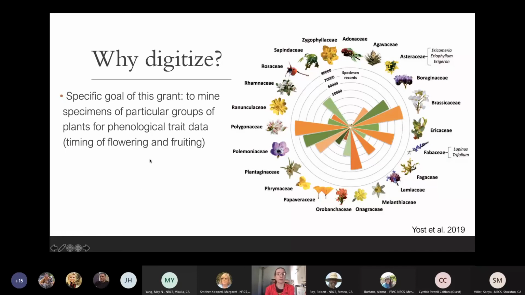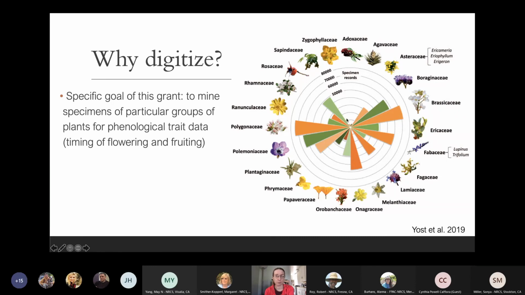So another reason that we're digitizing is a specific goal of this grant, which is to mine specimens of particular groups of plants for their phenological trait data. So this is the timing of, if they're annuals, when they come up in the spring, or when they first leaf out, when they start to flower, when they set fruit, how long they flower for. So all these different aspects of timing of life history transitions in these groups of plants. And so these were our target families here. And a lot of them are big, important families in different ecosystems in California. Some of them have a lot of threatened or endangered plants in them.